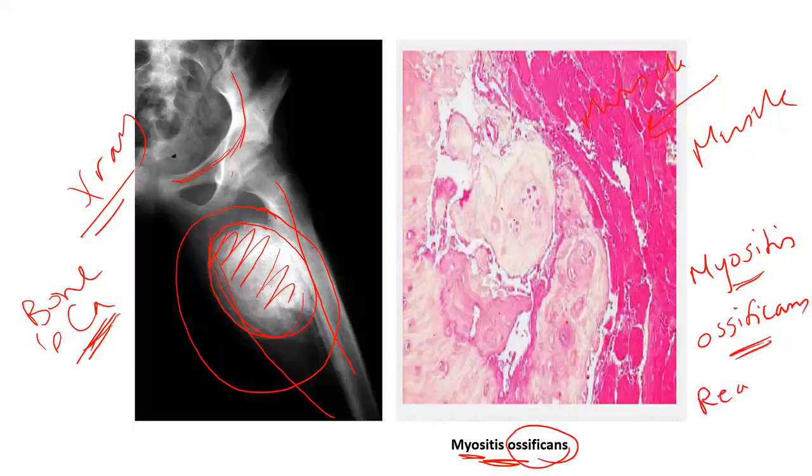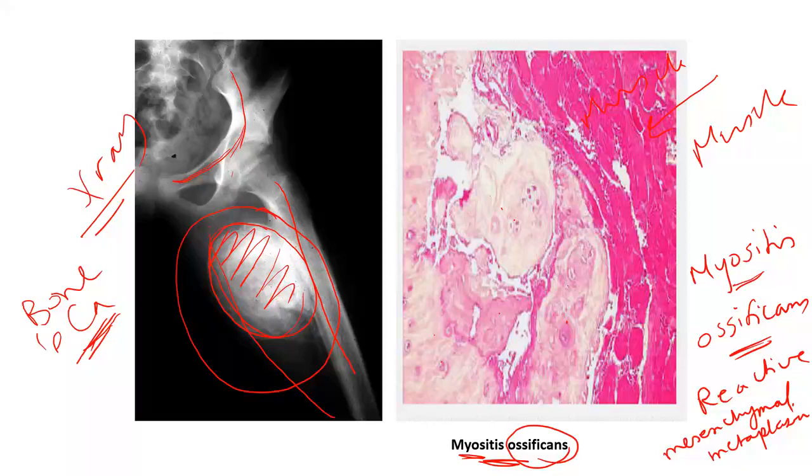It is called myositis. Myo means a muscle. Itis means inflammation, so it was like inflammation in the muscle, and this was precipitated into ossification or bone, so it is called Myositis Ossificans. And this is a reactive condition in which there is mesenchymal bony or osseous metaplasia.